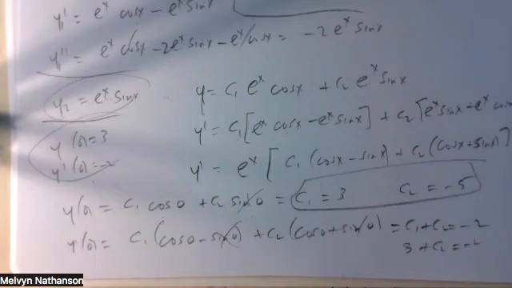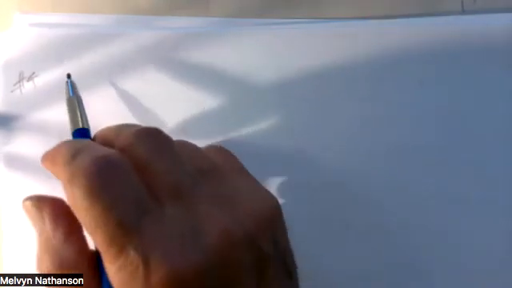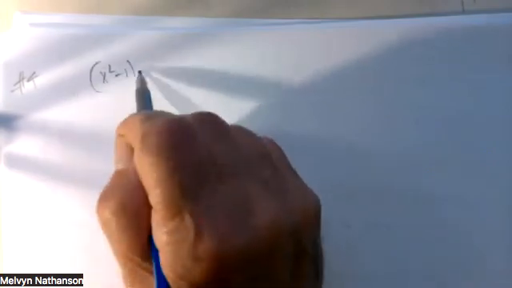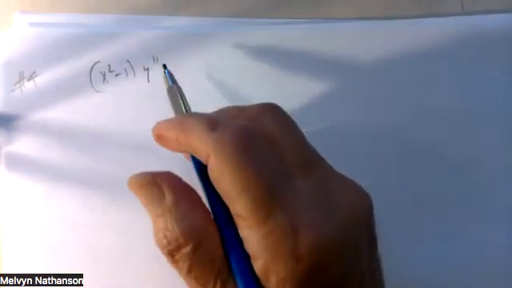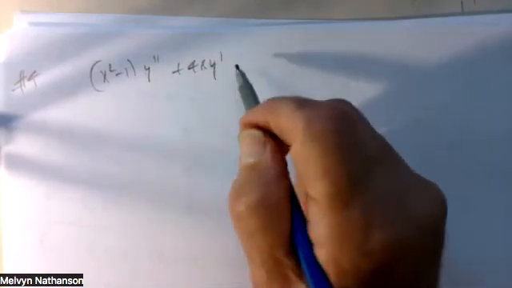Okay, any questions about that? Let me do another problem. Let's pick something which is more interesting, where the coefficients of the differential equation are not constant. Let's say number 4. So number 4, we have the differential equation x squared minus 1 times y double prime plus 4x y prime plus 2y equals 0.